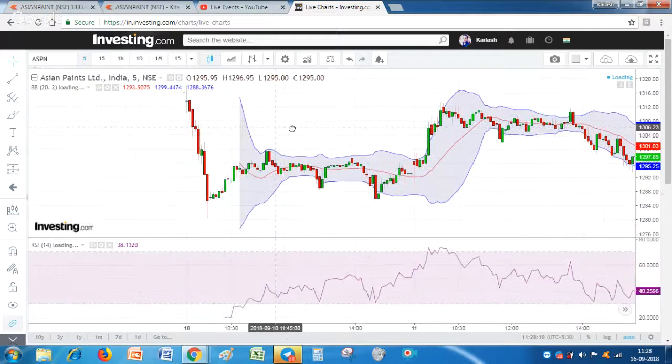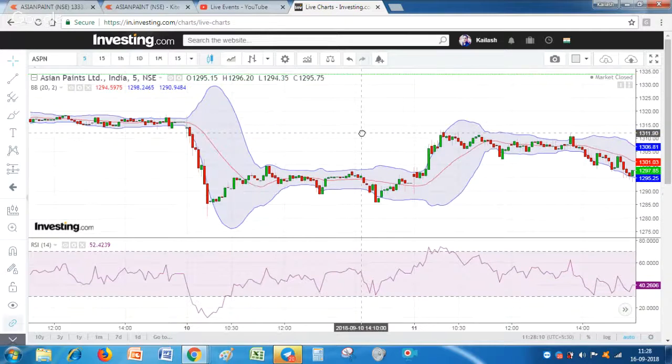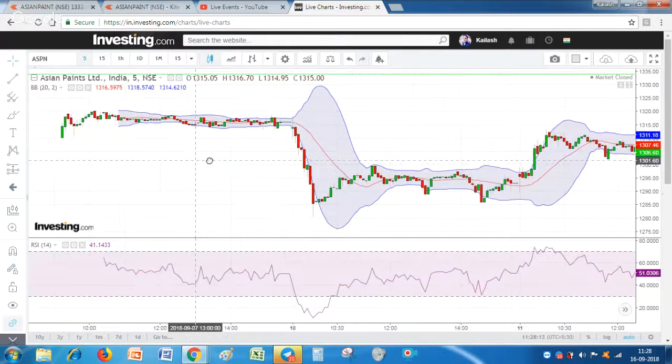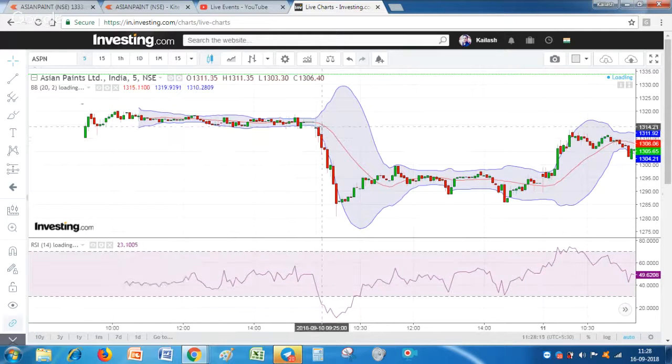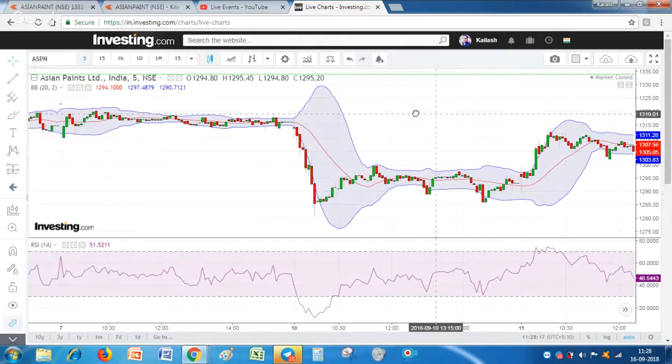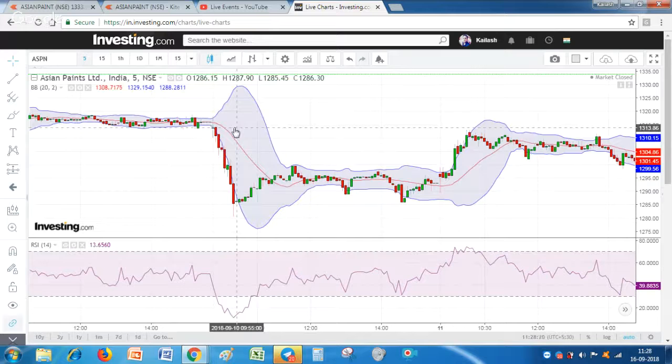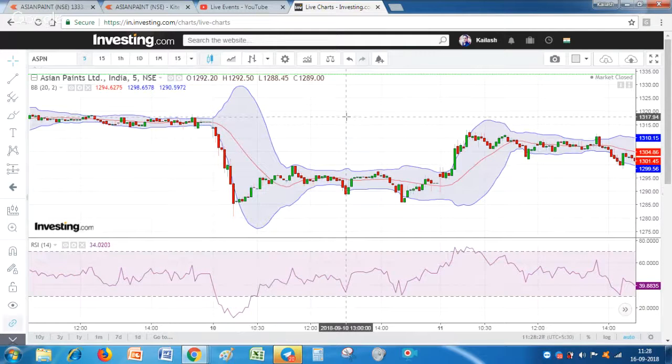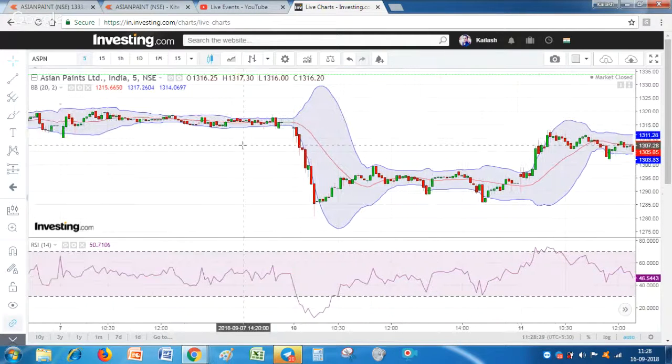So friends, I have explained what this indicator is about and how it works. It gives a buy and sell signal based on the 20 period simple moving average. Its upper band acts as a resistance level and the lower band acts as a support level, friends. So let us start.